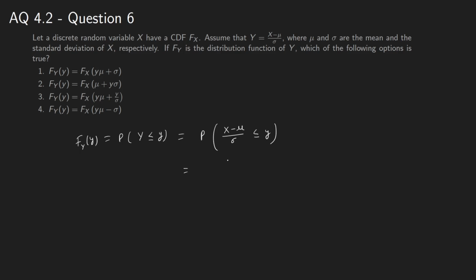Now we can simplify, keep the x on the left side and move all the terms mu and sigma to the right side. Then we will have x less than or equal to sigma y plus mu. Now what does this probability represent? This is the probability that x will take values less than or equal to some value, it doesn't matter what value it is. It can definitely be expressed as the CDF of x at this point, sigma y plus mu. So this is the CDF of y.